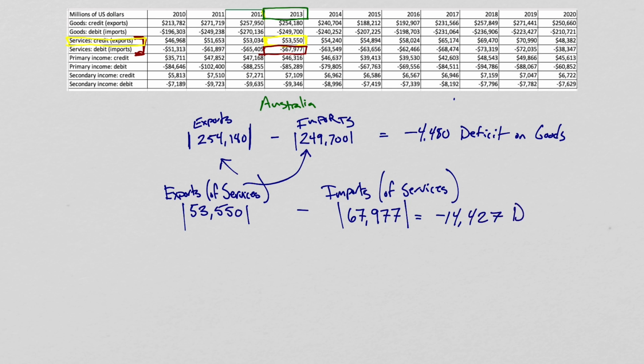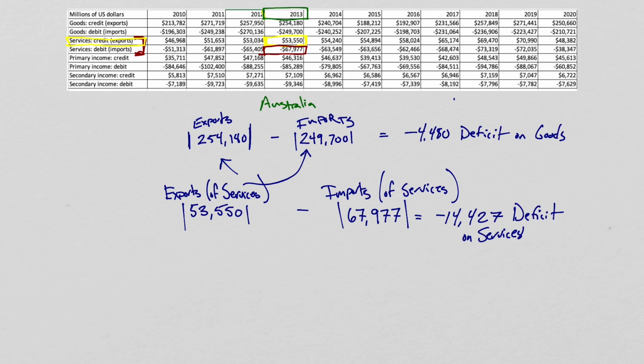Okay, and then if we just compare the two numbers, we get minus $14,427 Australian dollars, or whatever currency this is written in. This looks like it's in dollars. Deficit on services. And so what we're seeing here is that the country of Australia, at least in 2013, is a net importer of services as well as physical goods. And so you might read elsewhere that the balance of payments must balance. And so these two deficits are being counteracted somewhere else on the balance of payments statement.